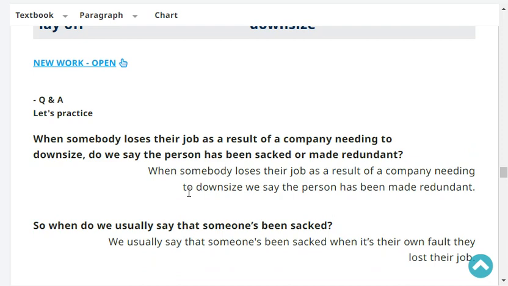When somebody loses their job as a result of a company needing to downsize, do we say the person has been sacked or made redundant? Made redundant. When somebody loses their job as a result of a company needing to downsize, we say the person has been made redundant.